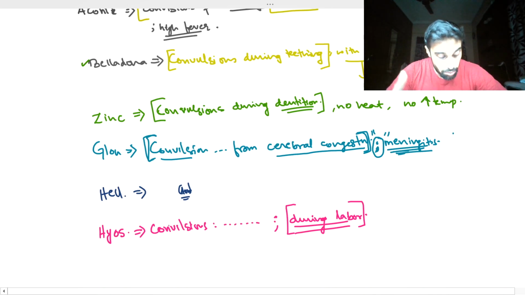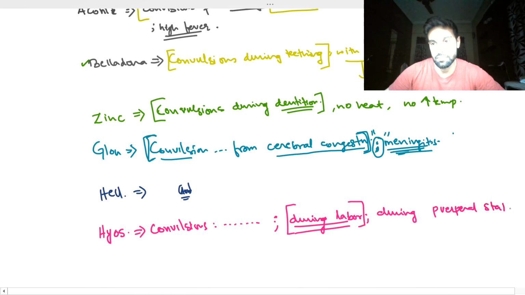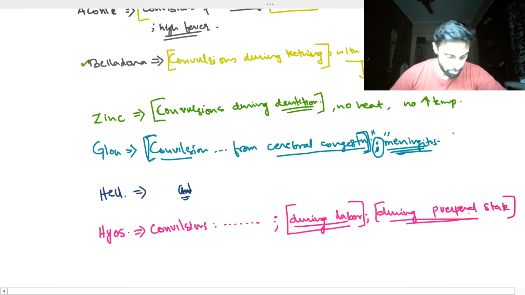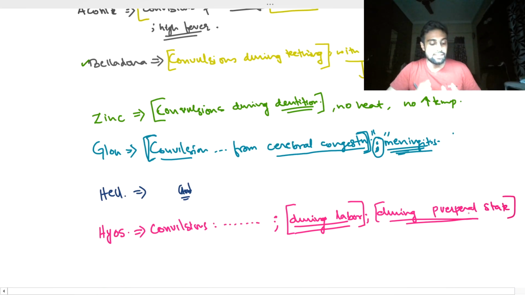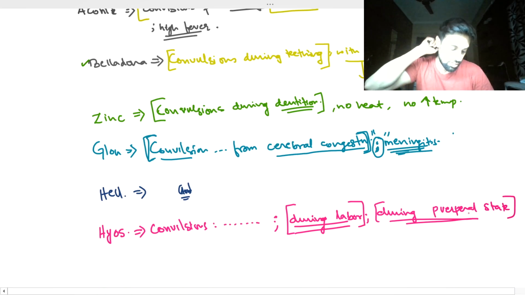Then after that, during puerperal state, again another MCQ. After the semicolon, it is during puerperal state. Another keyword. After meals, child vomits, sudden shakes, then insensible. So that is the convulsion in hyoscyamus.